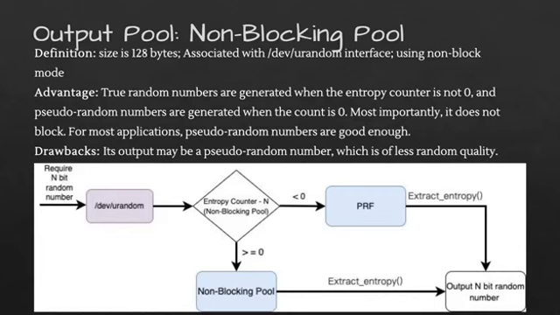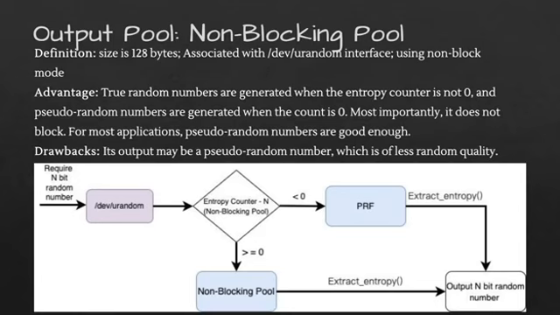The scenario is similar to before. The user uses the urandom interface requiring an n-bit random number. When the non-blocking pool has enough data, it works the same as the blocking pool. It could output truly random numbers. If the counter minus n is smaller than 0, the non-blocking pool will use its pseudo-random function to generate n bits of data. Then the n-bit pseudo-random number will be output through the extract entropy function. We call it the non-blocking pool because users never need to wait when they use the urandom interface.